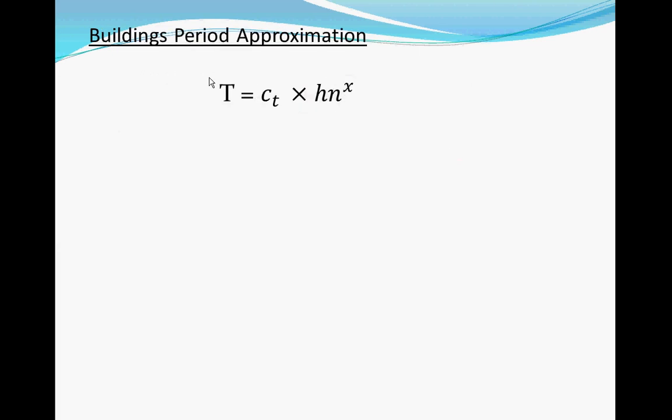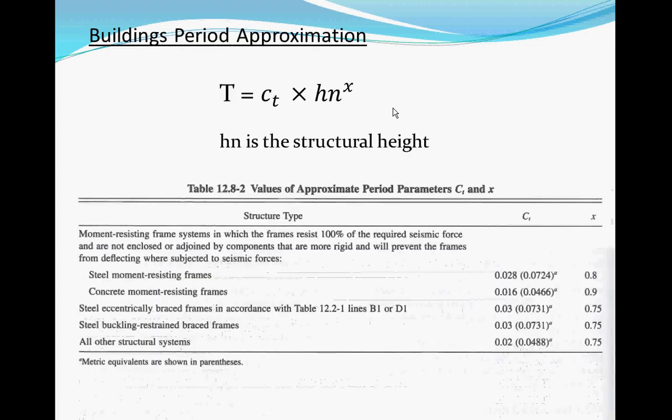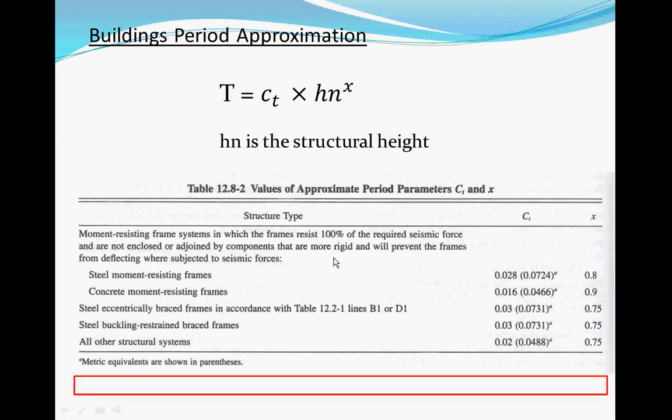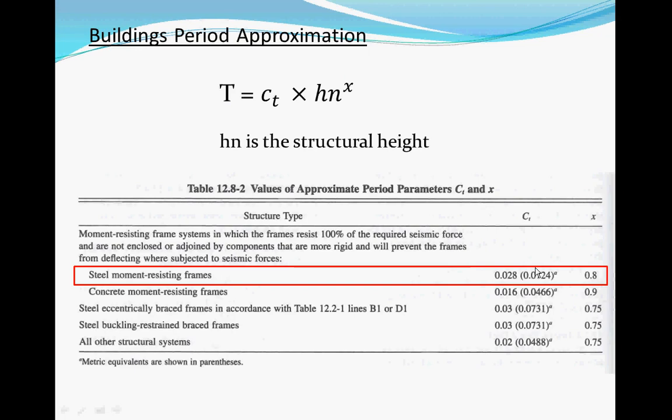So building period, this is the equation from the code, and it is the approximate equation based on what systems you use. So hn is the height, and then C sub T and x are directly from this table. So for us, if we have steel moment frames, then your C sub T is 0.028, and x is 0.8, so you get an approximate period of the structure.